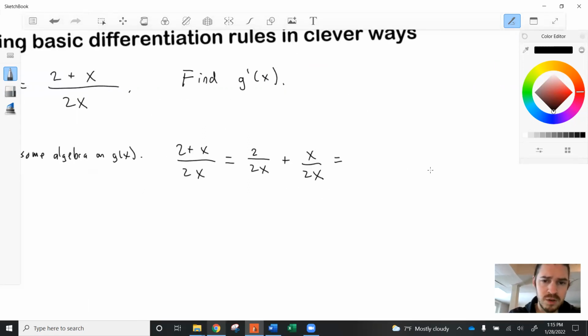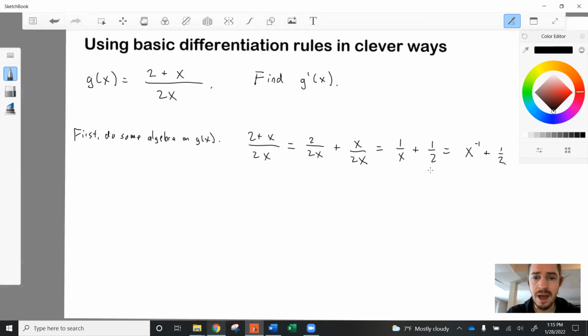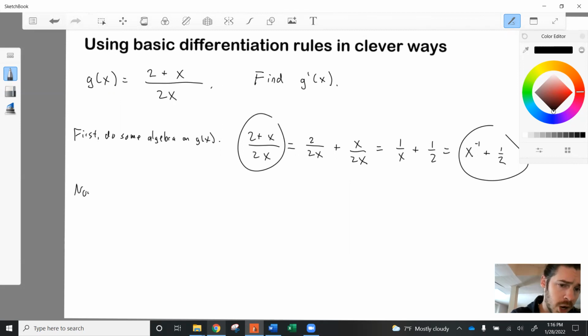So this is going to simplify to 1 over x plus 1 over 2, or in other words, x to the negative 1 plus a half. I didn't bother writing 2 to the negative 1 because it's just a constant anyway. But x, I did write the power negative 1 because I want to be able to apply the power rule. Having taken this and rewritten it like this, now it's in a form which is much easier to apply differentiation to. So now differentiate.